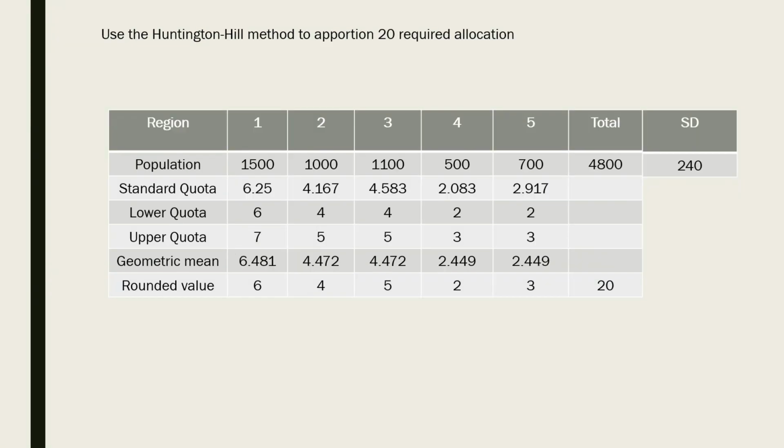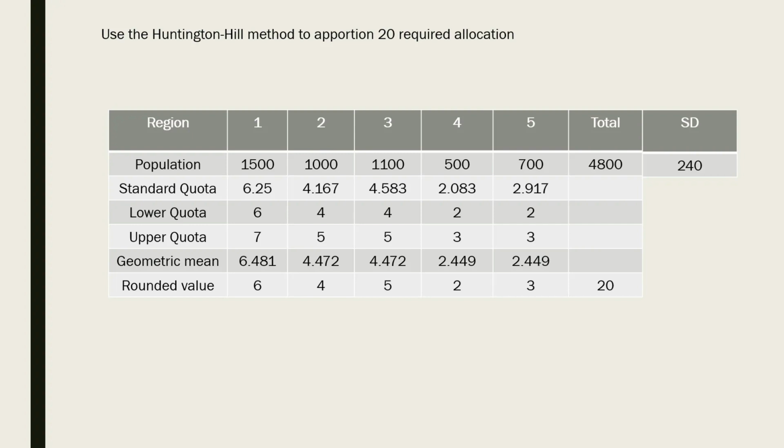Another example, and we have 20 required allocations and 4,800 total population. Just like we did earlier, the first thing we will take is the standard divisor. By dividing 4,800, the total population, by 20, the required allocation, we get a standard divisor of 240. And we divide 1,500 by the standard divisor 240 to get a standard quota of 6.25, and so on. After we get the upper quota and lower quota, let's go to the geometric mean, taking the square root of 6 times 7, or the square root of 42, which is 6.481, and do the same in the other regions.